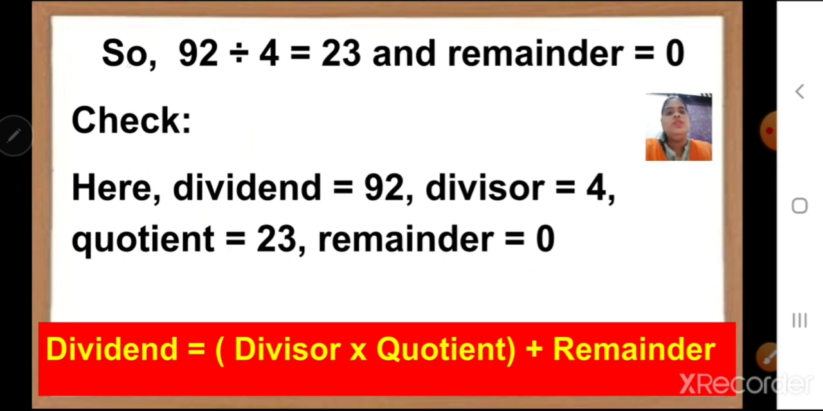Now we will write the answer. 92 divided by 4 is equal to 23 and remainder is equal to 0. Then we are going to check. For checking we have to write what is the dividend: 92, divisor is equal to 4, quotient is equal to 23 and remainder is equal to 0.